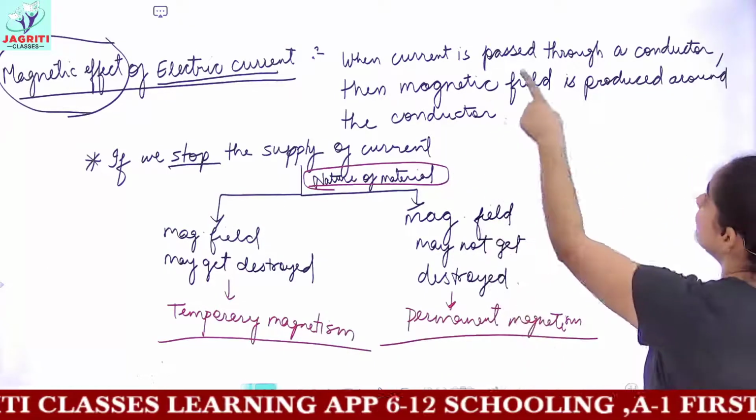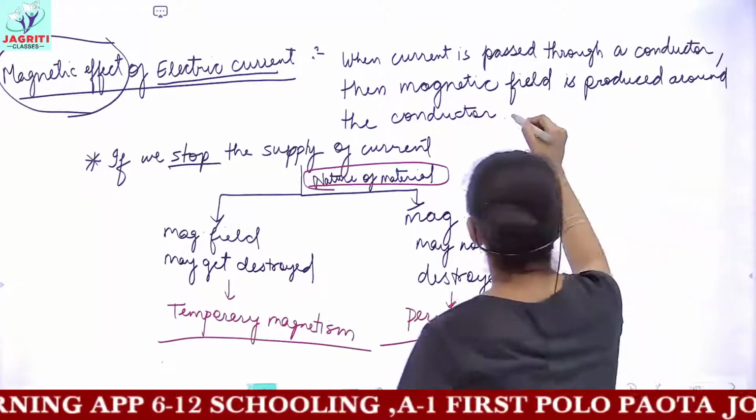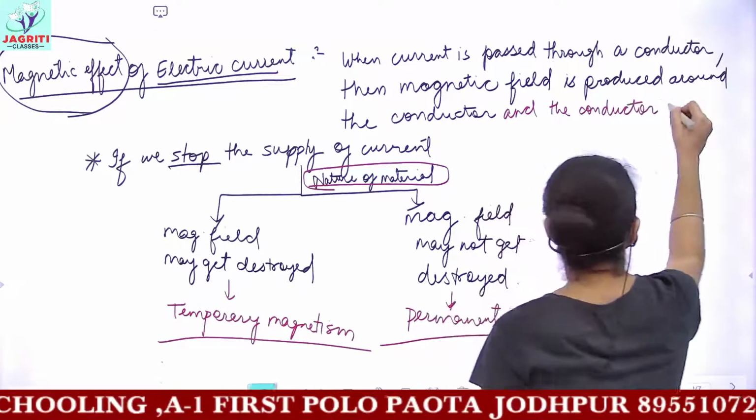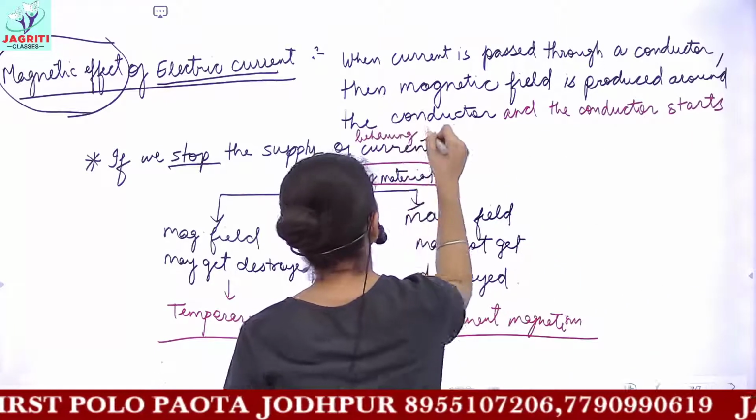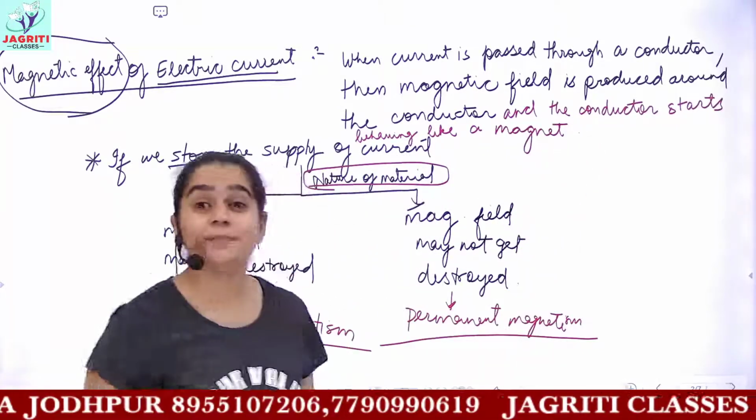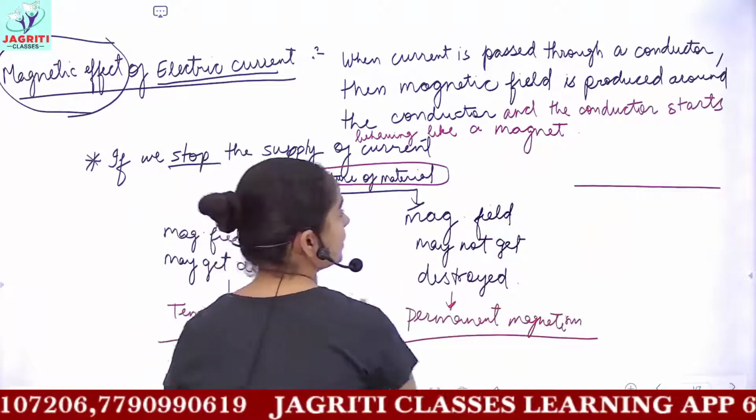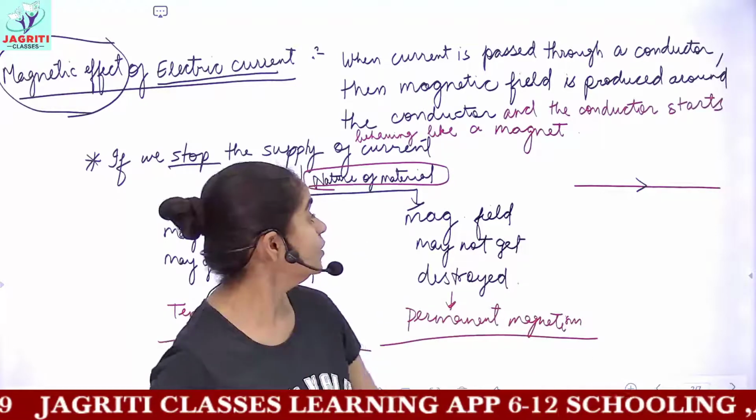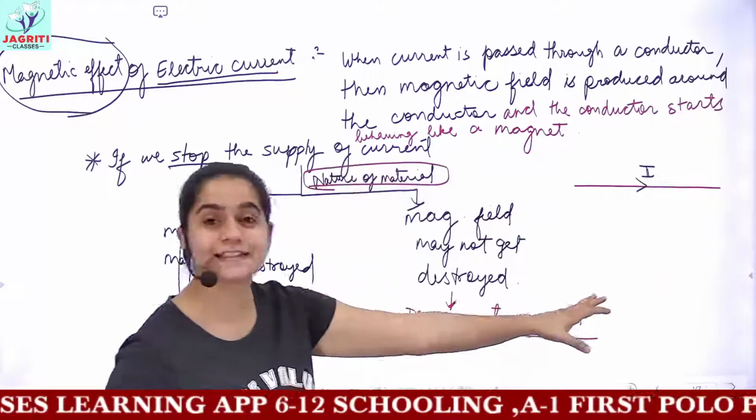So we said that when current is passed through a conductor, a magnetic field is produced around the conductor, and the conductor starts behaving like a magnet. This is called the magnetic effect. Let's suppose you have a conductor here. In a general sense, you can take it to be a wire, a conducting material, and through this conductor a current I is flowing. So what would happen?